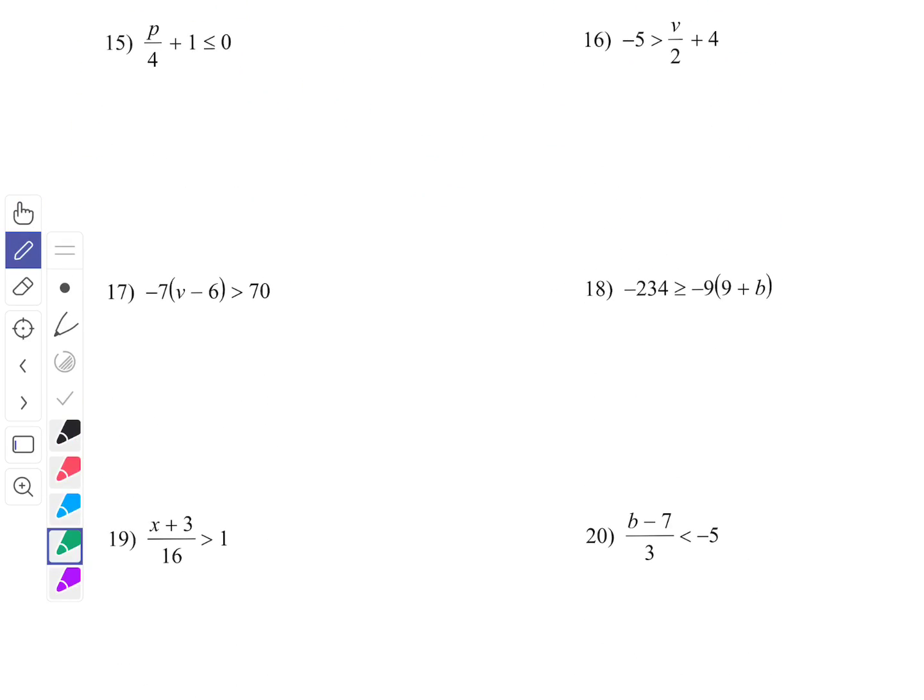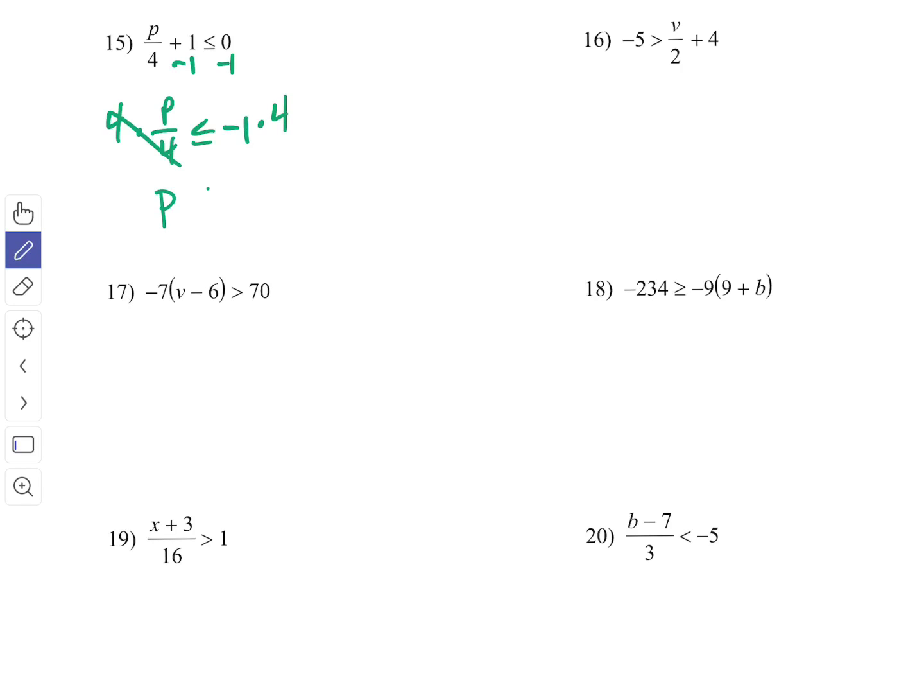Okay, just keep on going here. Subtract 1. p over 4 is less than or equal to negative 1, times 4. P, because that becomes 1, is less than or equal to negative 4. Number 16, subtract 4 from both sides. Negative 5 minus 4 is negative 9, greater than or equal to v over 2, times by 2. We get negative 18 is greater than or equal to v.